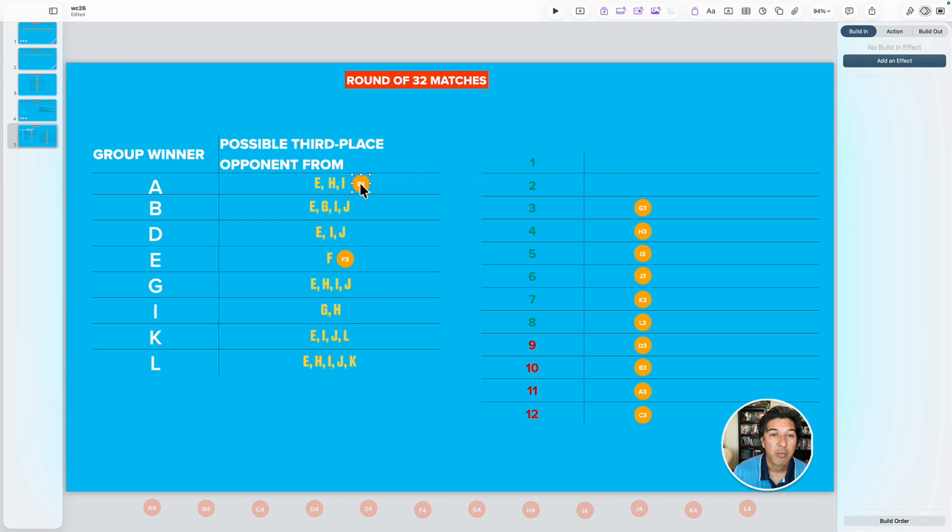So let's give them Group E. Let's not move anything out yet. Team B can play E, G, and H, but we already gave them E, so that leaves G, I, and J. Let's do G. Team D can only play E, I, and J, and E is already taken. I and J are here, so let's put I in here. We already determined that one. Here is E, H, I, and J. Let's put H versus G.